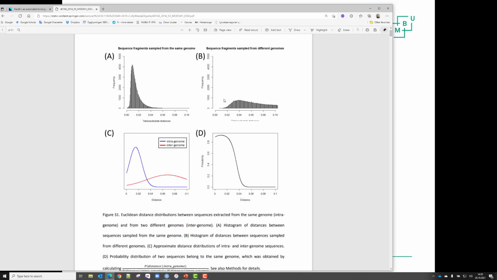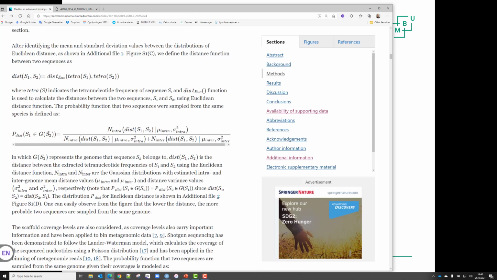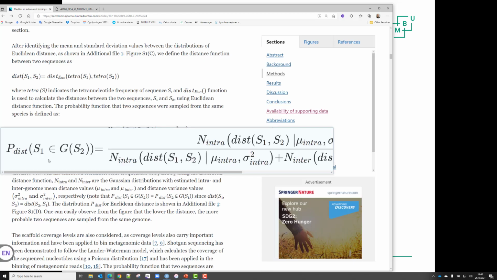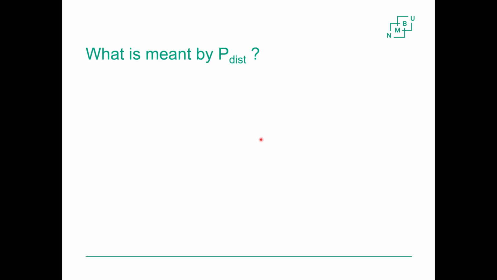So that's how these tetranucleotide distances are used to compute this here, p-dist actually. The probability that the two contigs come from the same genome based on their tetranucleotide frequencies. And the next is almost the same thing, but based on coverage instead. Similar probability based on coverage. And how is that done?